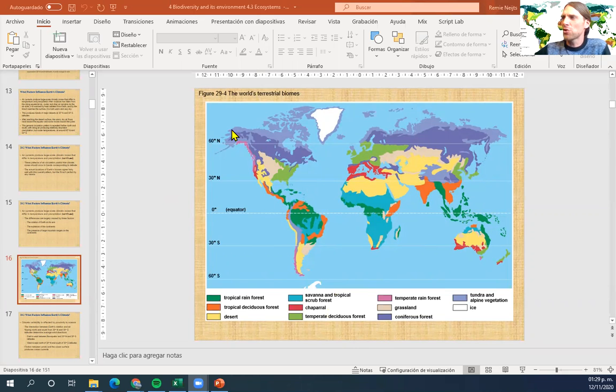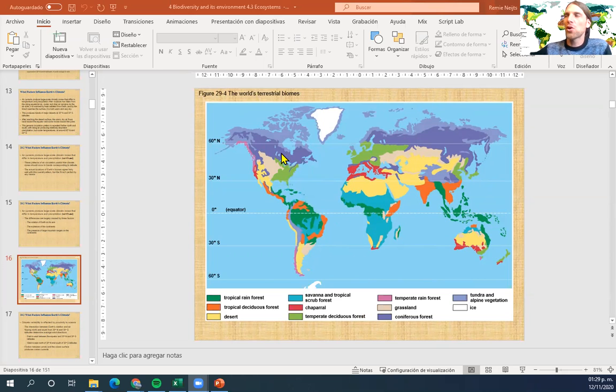And there is one thing very striking: here in the north, you can see tundra and alpine vegetation, and then you also see some coniferous forest. So everybody knows, of course, the more you go to the north or the more you go to the south, the colder it gets, right? And that defines the ecosystems we have. So that's the first big thing that you have to keep in mind, that the proximity to the equator defines which ecosystem you're going to have.